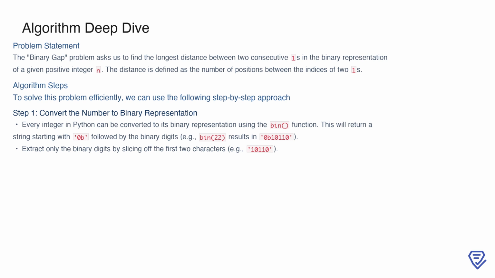To solve this efficiently, the first step is to convert the number into its binary form. In Python, we can use the built-in bin function, which gives us a string representation starting with 0b followed by the binary digits. For example, calling bin(22) returns 0b10110. From this result, we can extract just the binary digits by slicing off the first two characters, leaving us with 10110. This binary conversion sets the foundation for analyzing the positions of ones in the next steps.